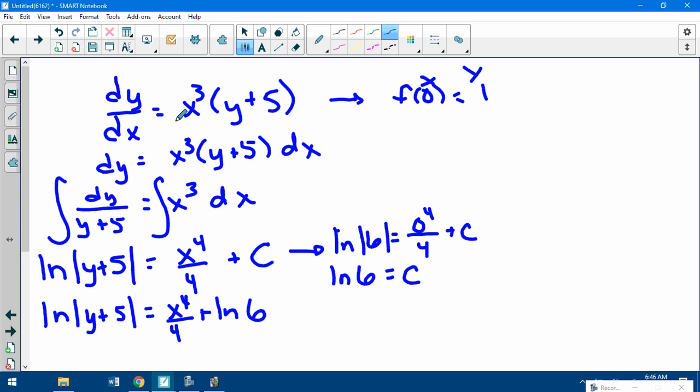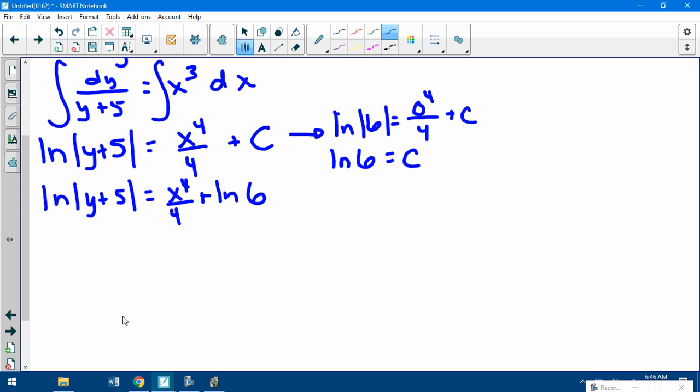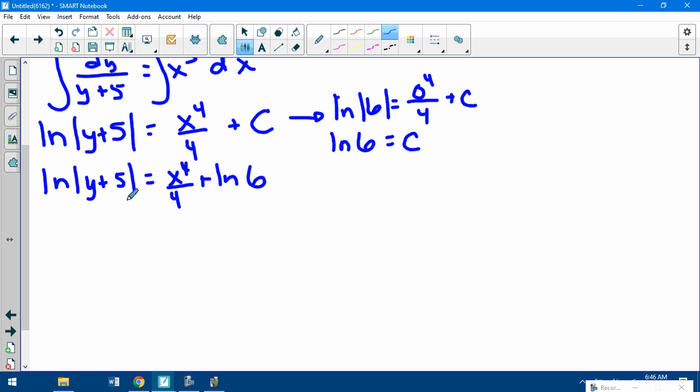Now we did the separable, integrable. What's my last step? I have to solve the equation. So I need to get y alone. And this is where it gets a little weird. To get y alone, I have to exponentiate by e. Now this is still the absolute value of y plus 5. This is e, all in the exponent, x to the fourth over 4 plus ln of 6.